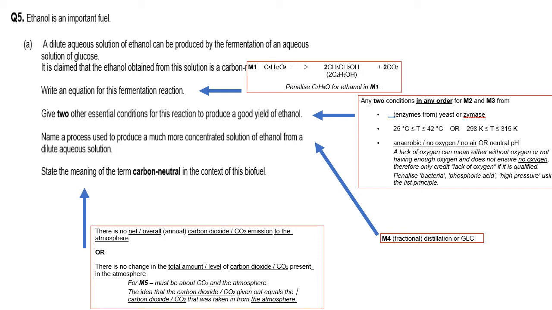And that's because when the plant is being grown to make the glucose, it is removing CO2 from the atmosphere, and then later on that is being re-released again. So the net change is 0.